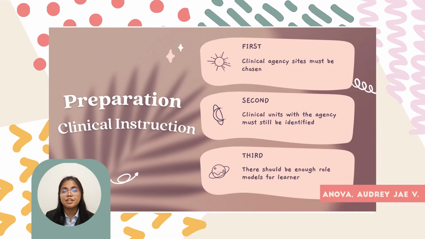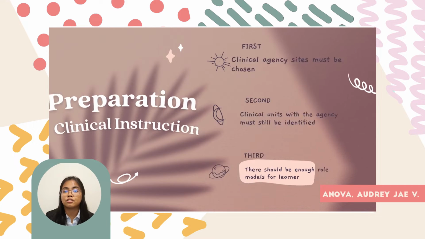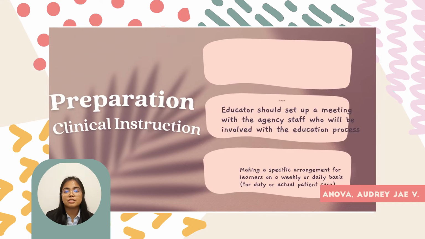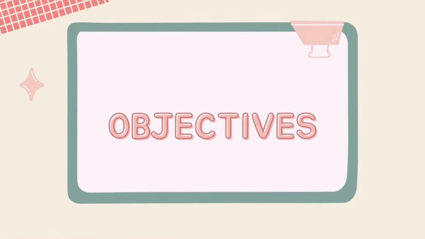The preparation of clinical instruction. First, clinical agency sites must be chosen. Second, clinical units within the agency must still be identified. Third, there should be enough role models for the learner. Fourth, contracts must be drawn up. Fifth, educators should set up a meeting with the agency staff who will be involved with the education process. And sixth, making a specific arrangement for learners on a weekly or daily basis.